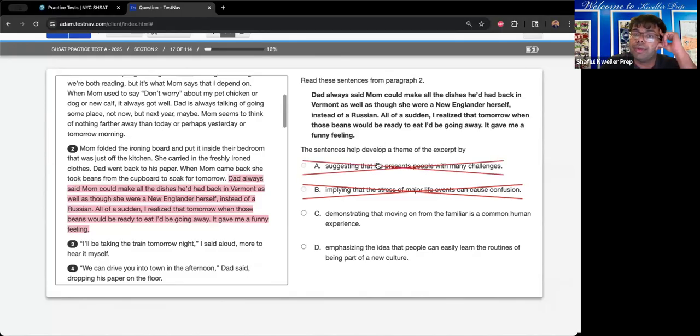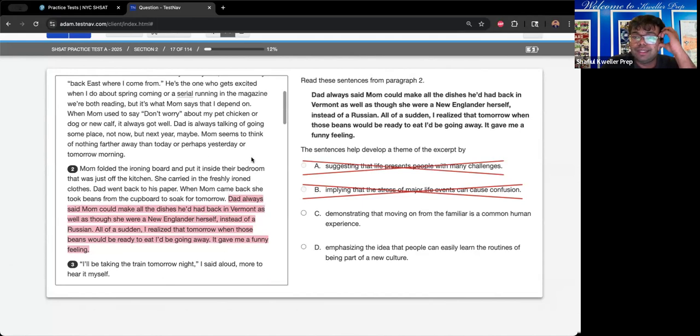So that's why I would rule out A because it is not a challenge. It is going to be a challenge, but the fact that this says life presents people with many challenges, I only see one challenge here, and I don't think the idea is, oh, you have to go through many challenges. So that's why I ruled out A.